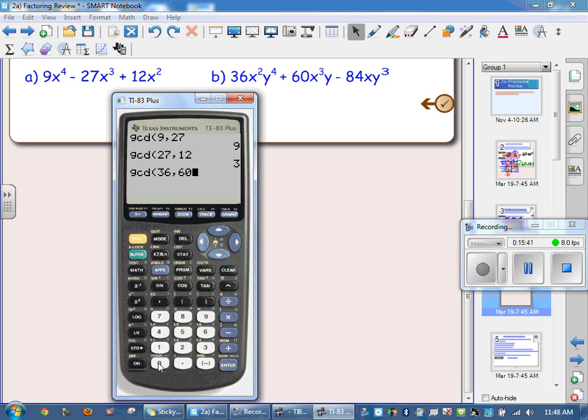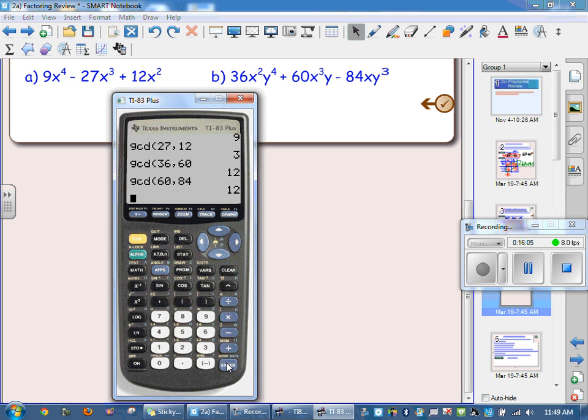Now let's take the next two digits, 60 and 84. So I hit second enter again to retype it. And I type in 60, 84. What do they divide by? They also divide by 12. Well, I've checked the first two and the last two. Now I need to check the first and last. You have to check all three combinations.